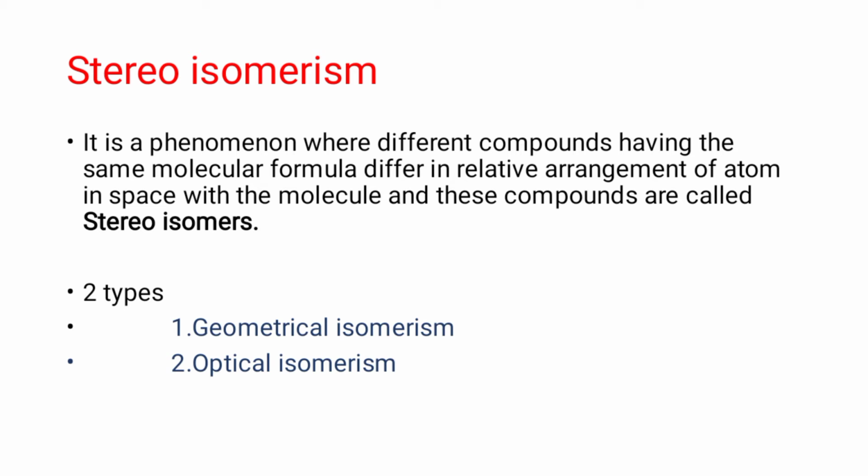Second type of isomerism is stereoisomerism. It is a phenomenon where different compounds having the same molecular formula differ in relative arrangement of atoms in space within the molecule, and these compounds are called stereoisomers. Stereoisomerism is mainly of two types: geometrical isomerism and optical isomerism.